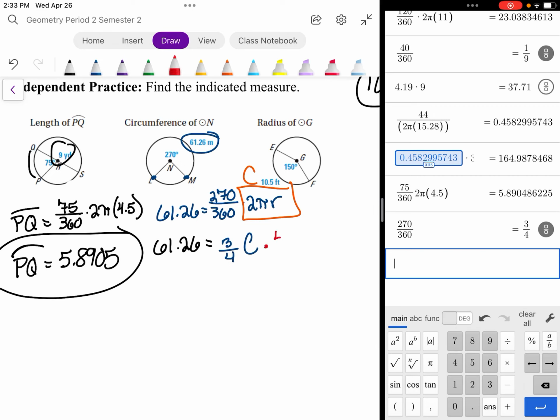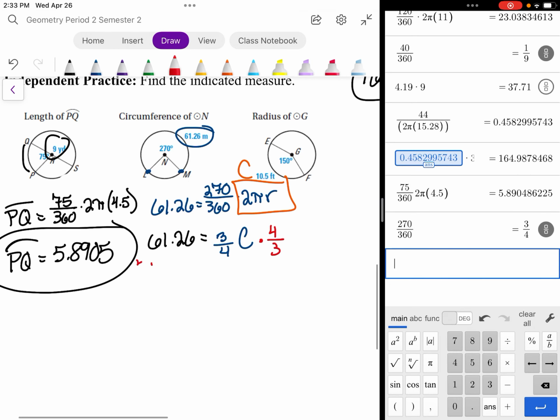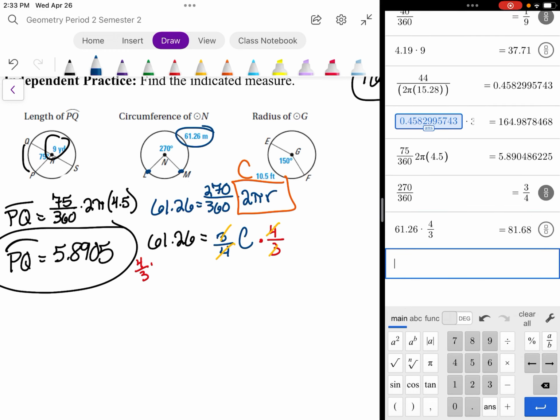And we want to get c by itself, so I'm going to multiply by the reciprocal. And when you multiply by the reciprocal, that's going to get rid of your fraction because the 4's cancel and the 3's cancel, and you're just left with the circumference. So 61.26 times 4/3. That's going to give us our answer of 81.868 for our circumference.